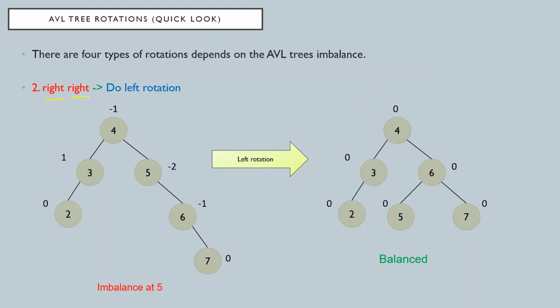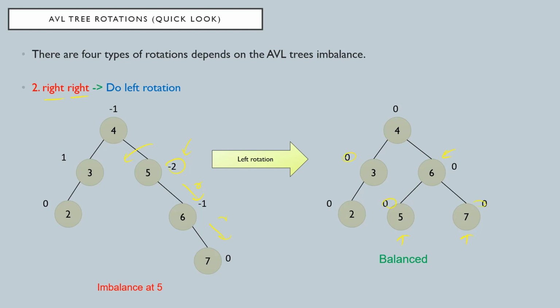So the second case is right-right rotation. In this case, over here, we have an invalid balance factor. So the node order is right-right. If you encounter right-right order, you must perform a left rotation. So it makes 5 go downside, 7 go upside, and 6 will be the root node of that particular subtree. So you can guess the balance factors as well.